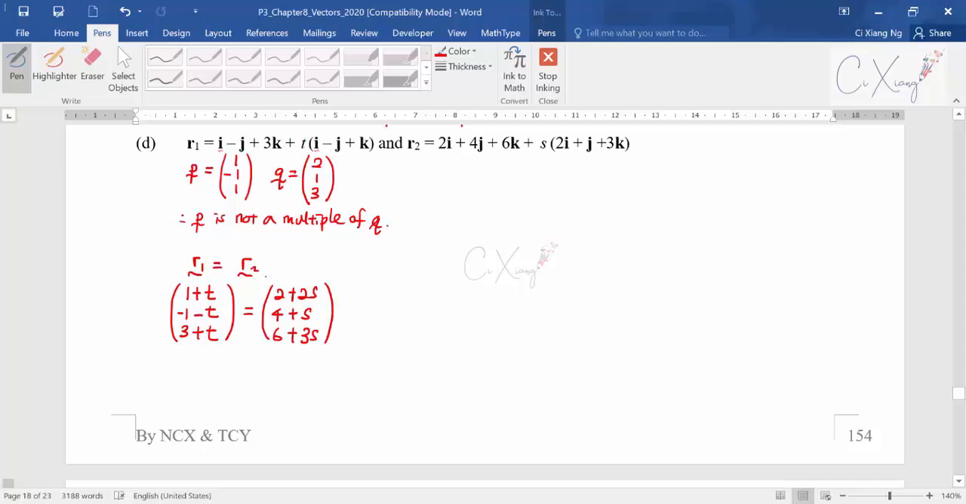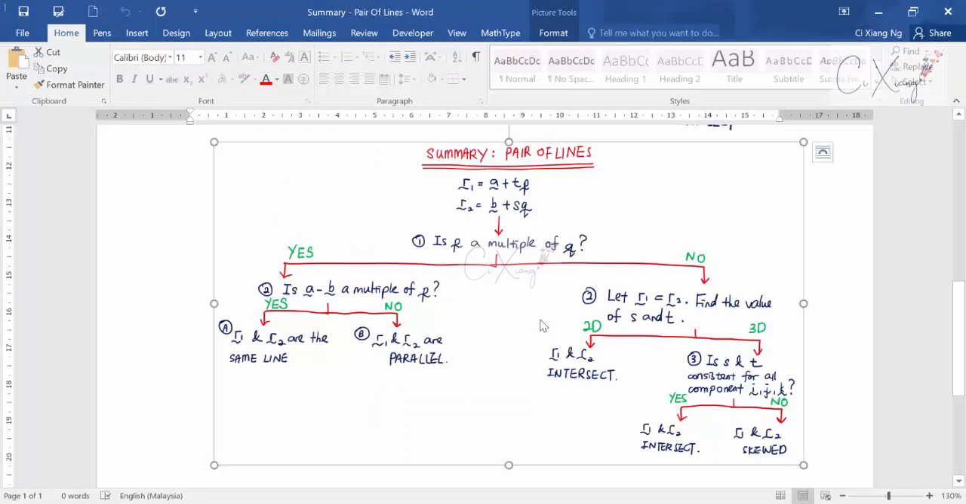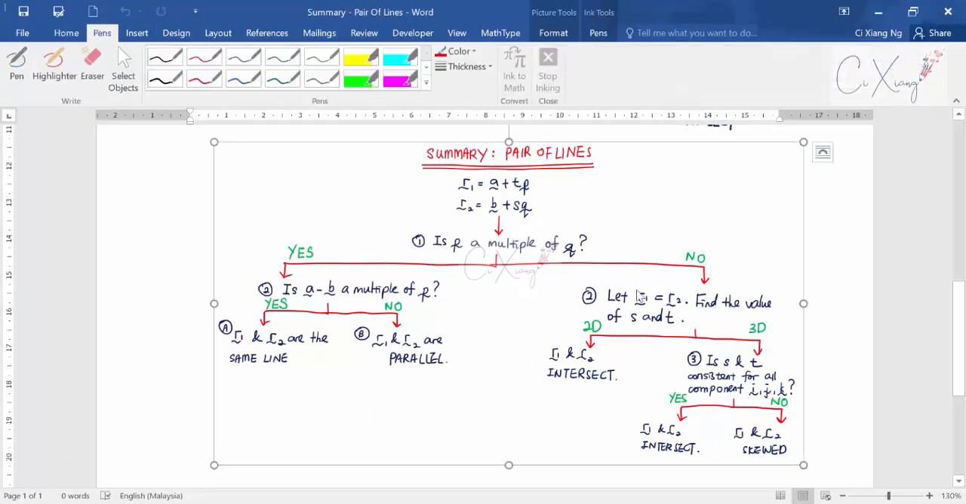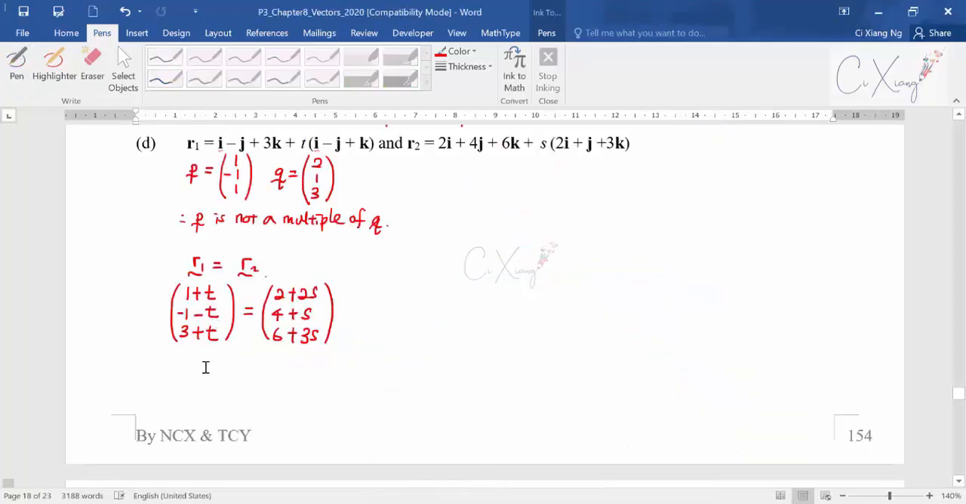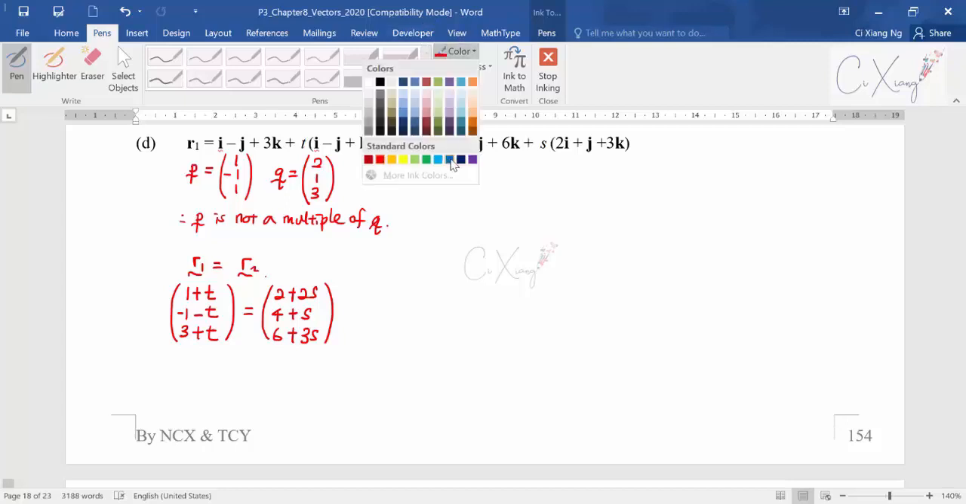Then according to the diagram, I hope that you still have the idea. According to the diagram here, you can see what is next. After you let R1 equal R2, of course, you need to find the values of S and T. To find the values of S and T, you only need two equations because there are two unknowns. Correct or not? We have three equations here, so it is more than enough for us to find the values of S and T. Maybe for me, I will use the first one.